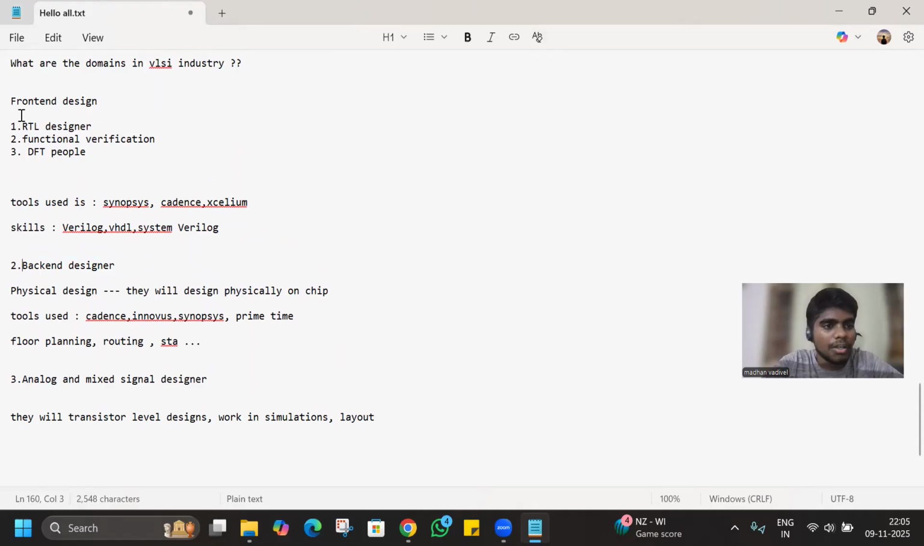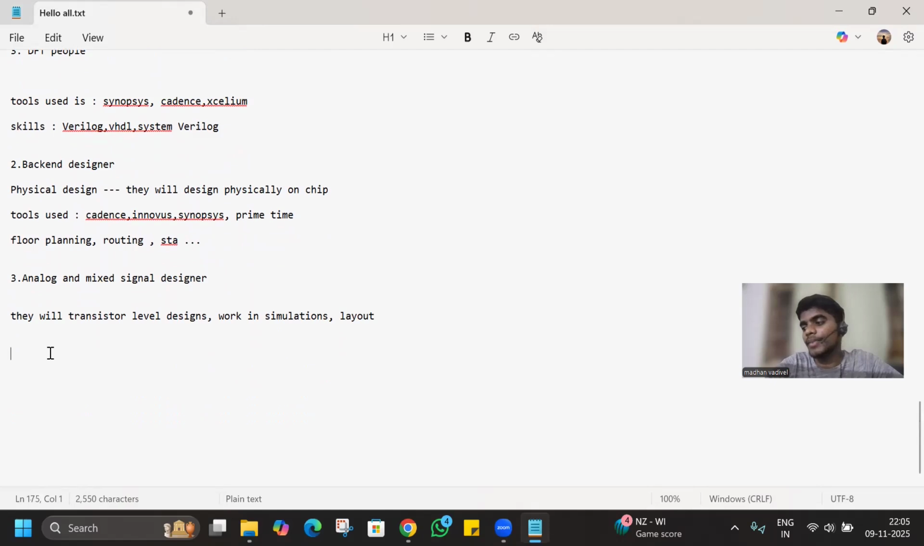Okay, and front end is the first one. Here the tools used are the same tools, all in the same category, but they will use them for a different purpose. The tools used here are Cadence, and we can say Synopsys also. So these are what the analog and mixed signal engineers and designers will do.